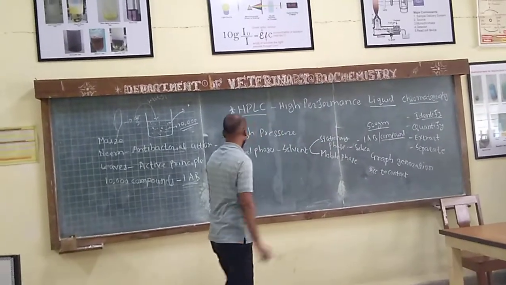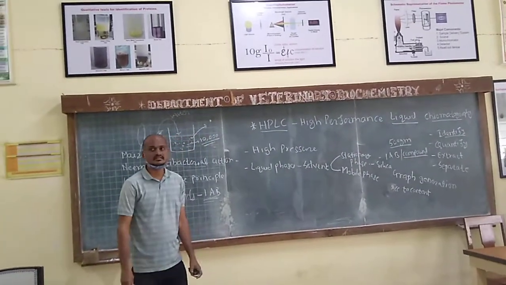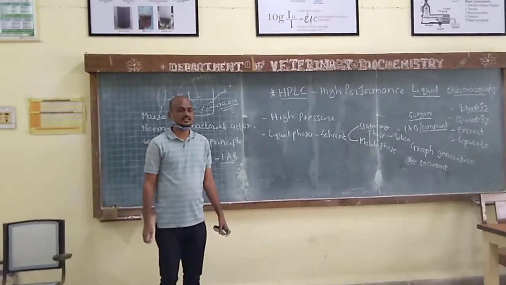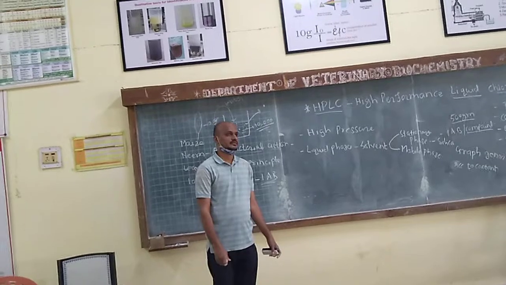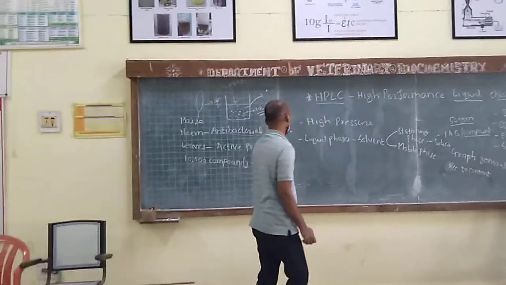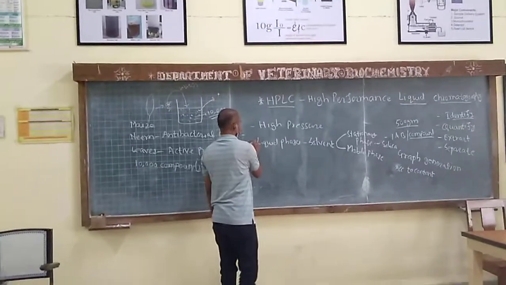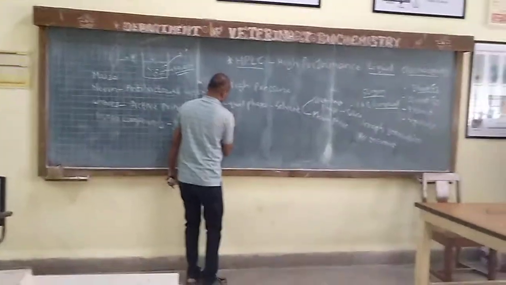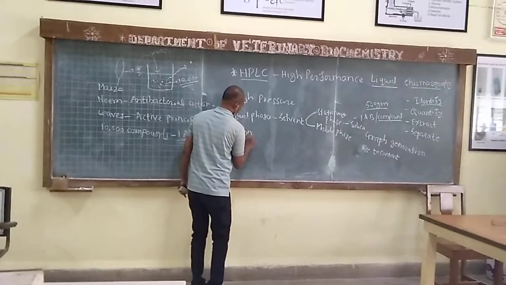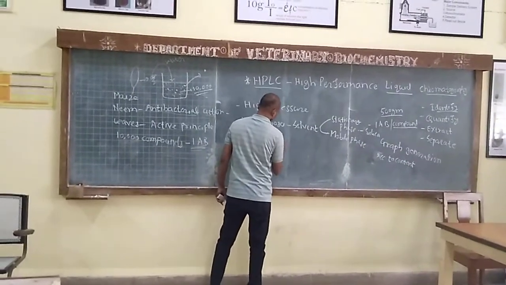Okay. Next, anything else related to this equipment? Column. Column stationary phase. The column is covered by stationary phase. It contains stationary phase, right?